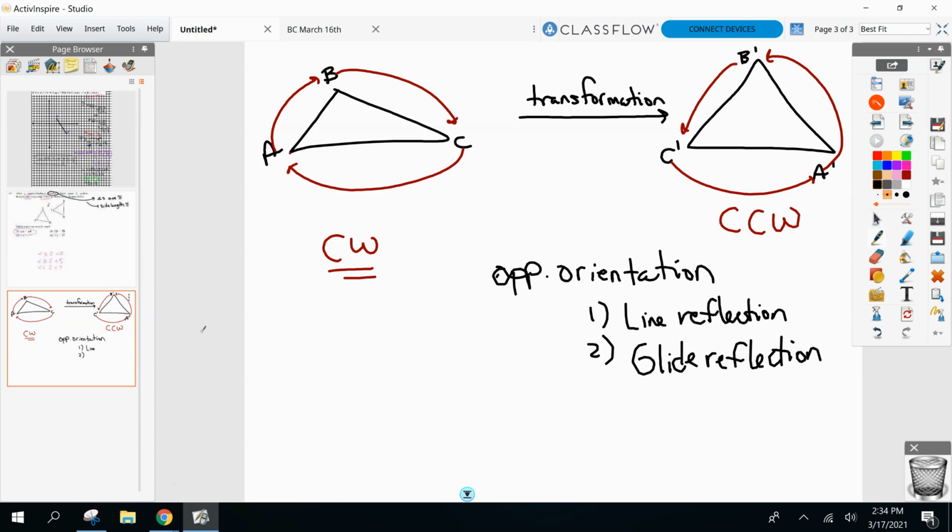Where else here, kids? Can you go over the glide reflection? Sure.